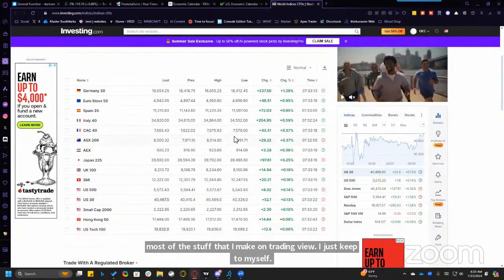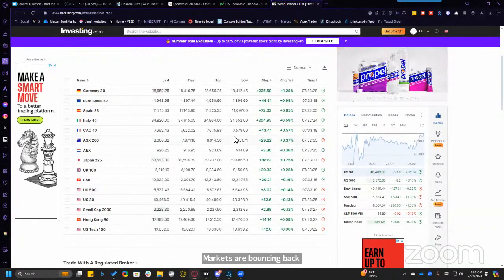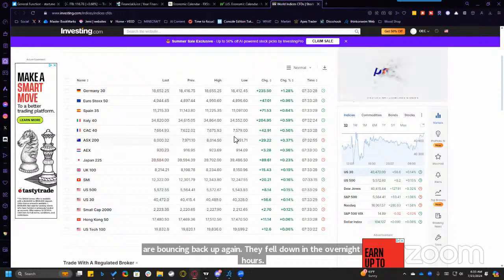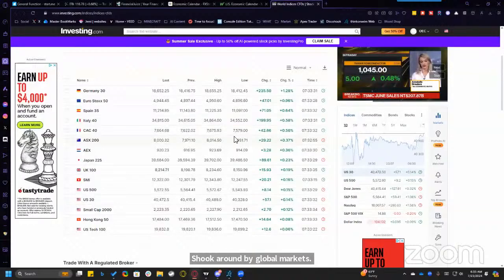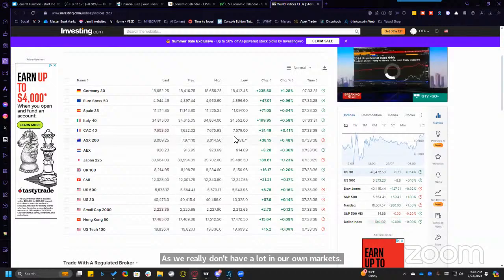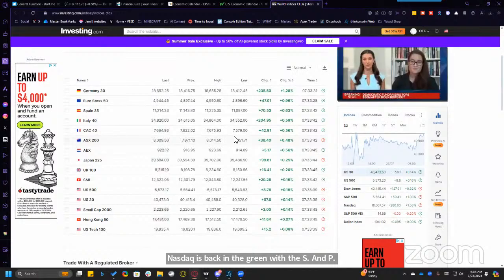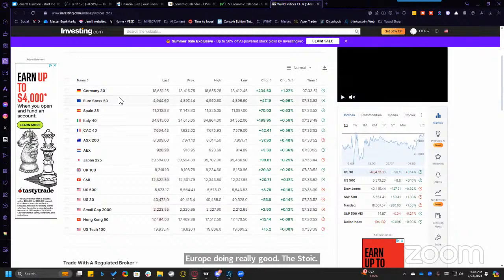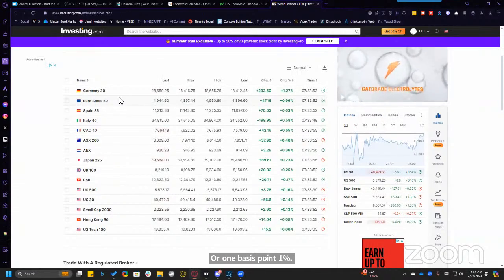Markets are bouncing back up again. They fell down in the overnight hours. We're going to continue to get shook around by global markets, as we really don't have a lot in our own markets this week. We're just waiting on data. NASDAQ is back in the green with the S&P, Hong Kong, the Russell, the Dow, pretty much everybody. Europe doing really good. The Stoxx 50 is up almost 1%. We'll say it right at some point this morning.